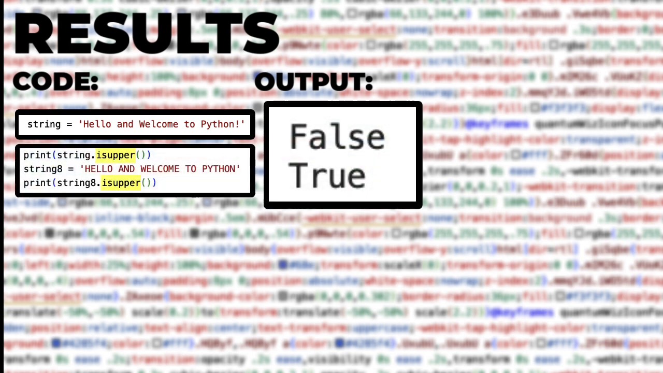Following, we will be using isupper. This is the opposite of islower. If all the characters in the string are uppercase, then it will return true. If not, then it will return false. For this example, my original string will return false as there is a lowercase character in the string. However, on the second string, I have made it all uppercase, therefore returning true.